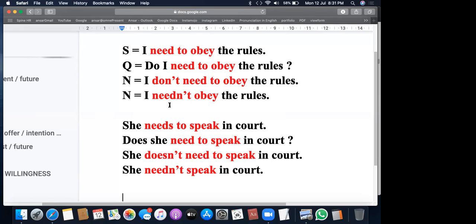I need to throw. Do I need to throw? I didn't need to throw. Good. Next. I need to improve. Do I need to improve? I don't need to improve. Next. I need to break. Do I need to break? I don't need to break. Very good. Next.